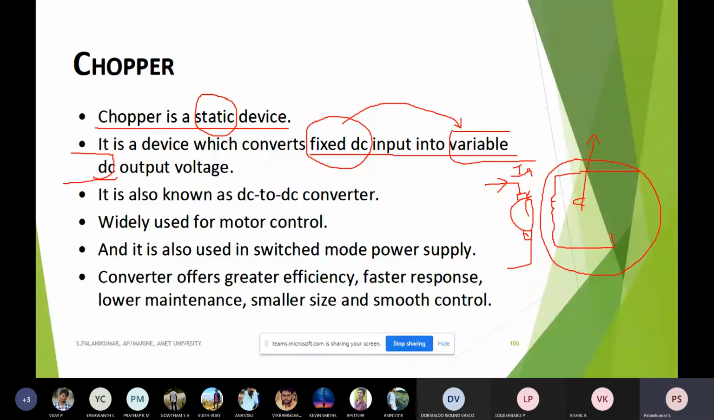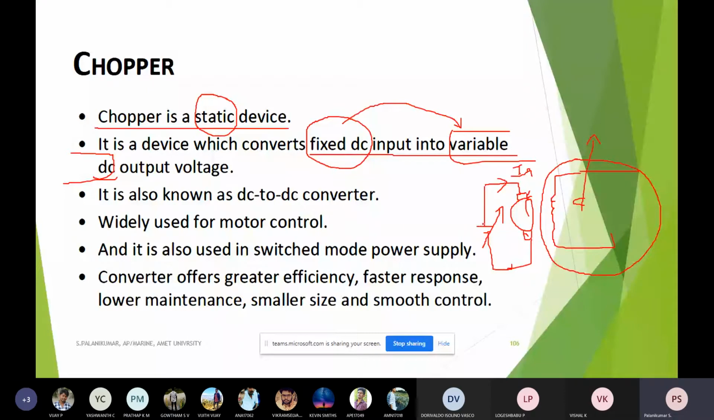If I weaken the field, that is called the field weakening method, the speed of the machine can be increased. Another way is within the specified speed range, for example from 0 RPM to 1500 RPM. There I go for the armature control method, which is exclusively controlled by the voltage we are applying. If I am able to vary the voltage, that is possible. That is what we are saying: fixed DC to variable DC.